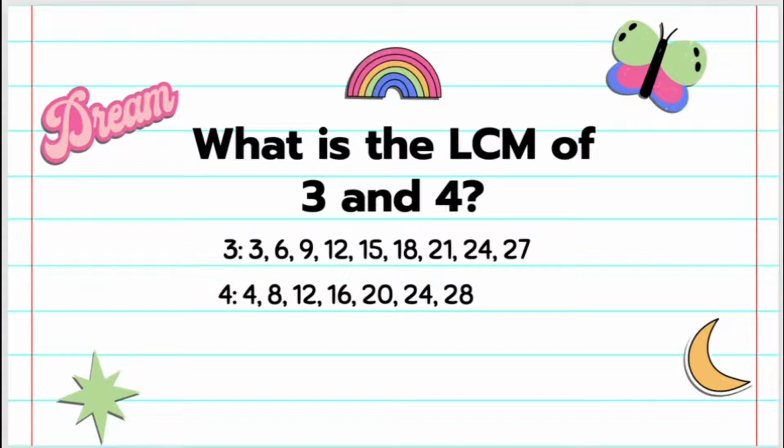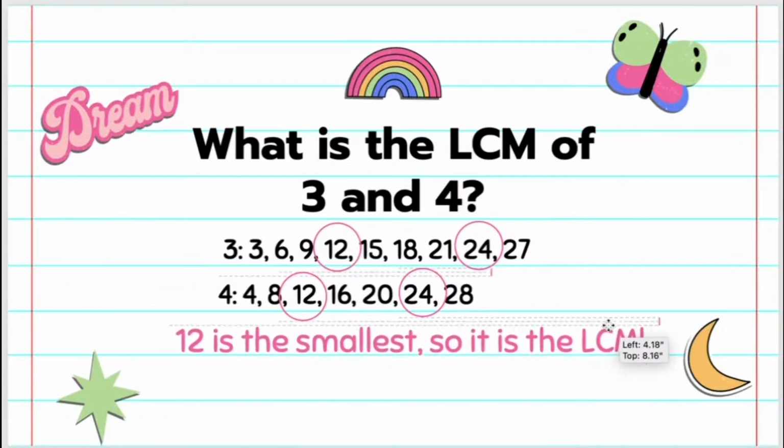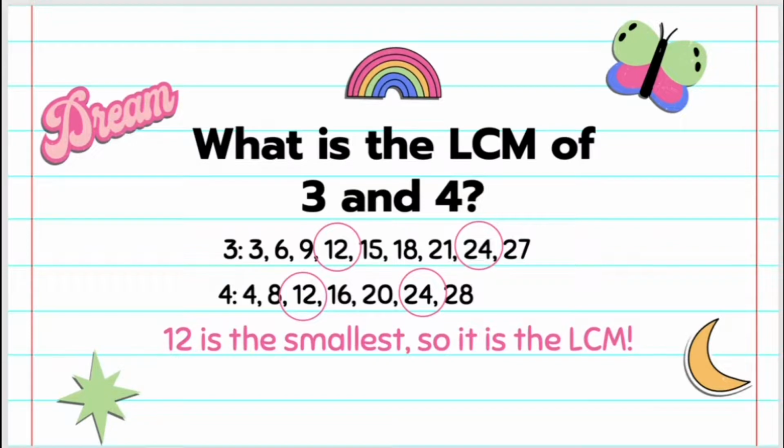Now's the fun part. I'm going to circle the numbers that match. So here I have a 12 in the 3's and a 12 in the 4's. I also see that I have 24 that matches. So I'm going to circle those as well. But remember, I'm looking for the least common multiple. So what's my LCM? 12 is the smallest, so it's the LCM.